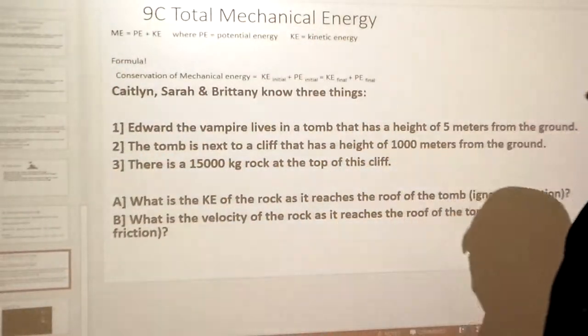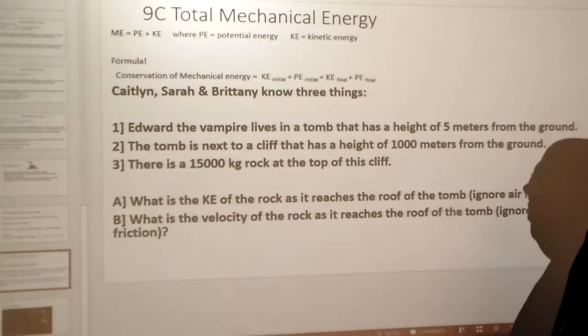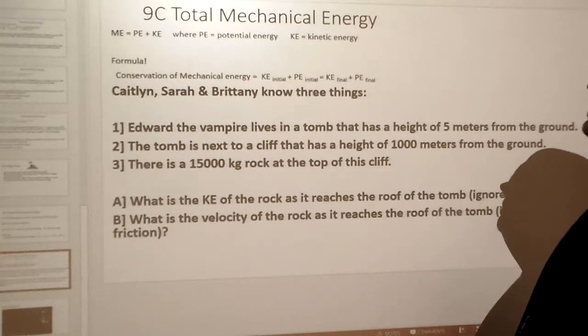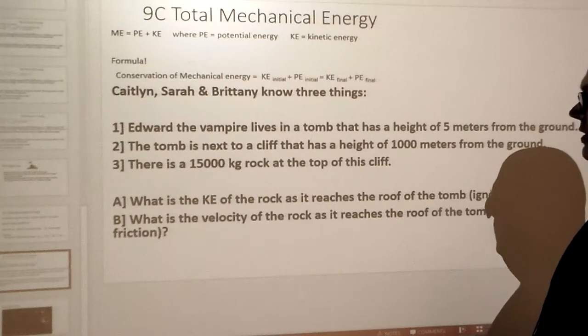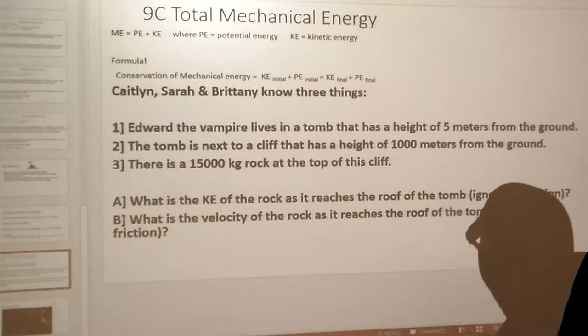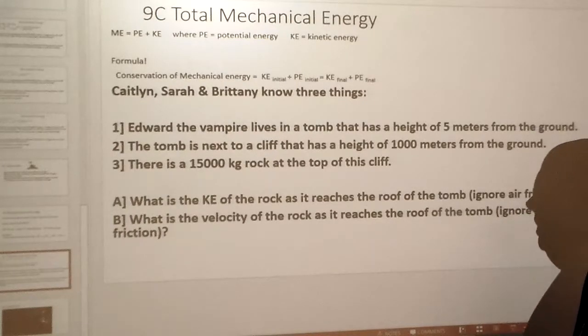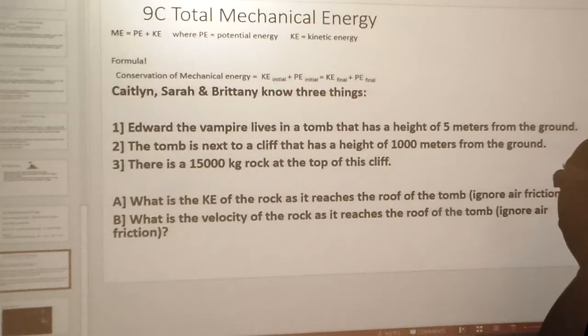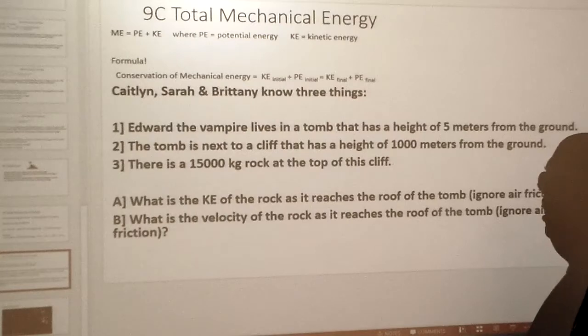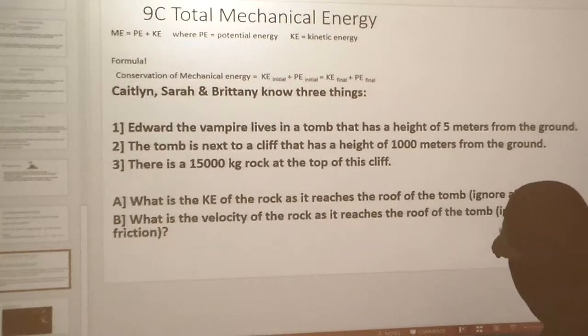So now we have a problem. Caitlin, Sarah, and Brittany know 3 things. Edward the vampire lives in a tomb that has a height of 5 meters from the ground. The tomb is next to a cliff that has a height of 1,000 meters from the ground. And there is a 15,000 kilogram rock at the top of this cliff.